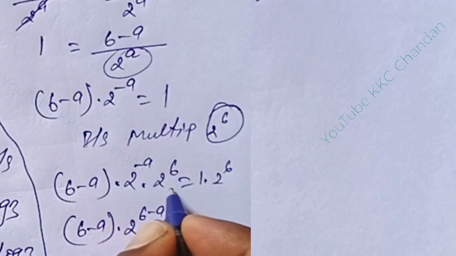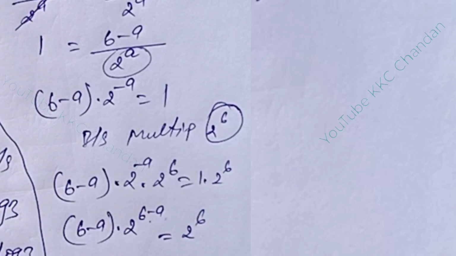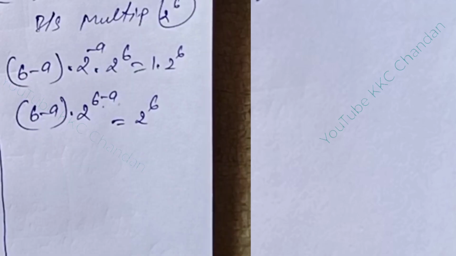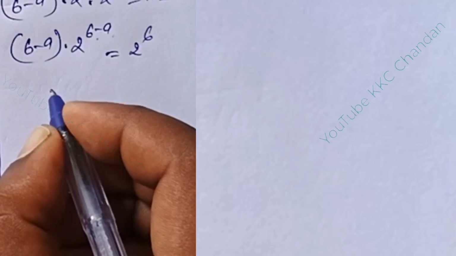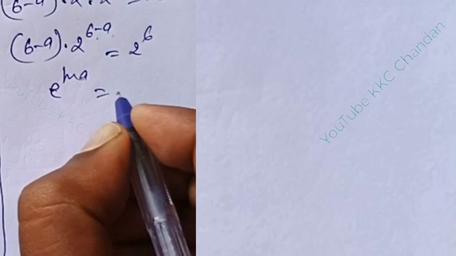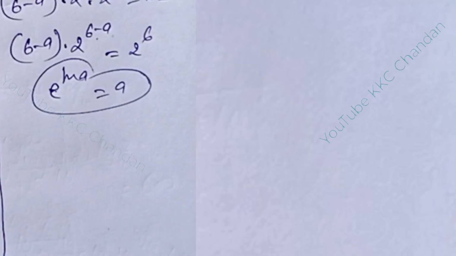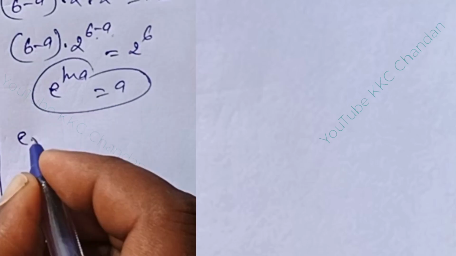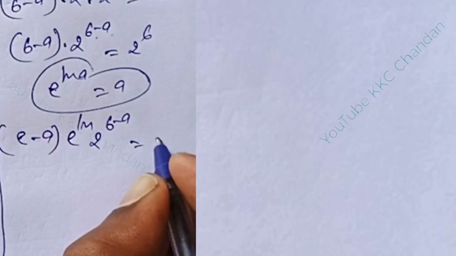See here, the power base is the same, the powers are different, so 2 power 6 minus a is equal to 2 power 6. After that, we apply the Lambert function. We know that the Lambert function is that e power ln a, that value will be a only. So here we apply the Lambert function. So 6 minus a into e power ln of 2 power 6 minus a is equal to 2 power 6.